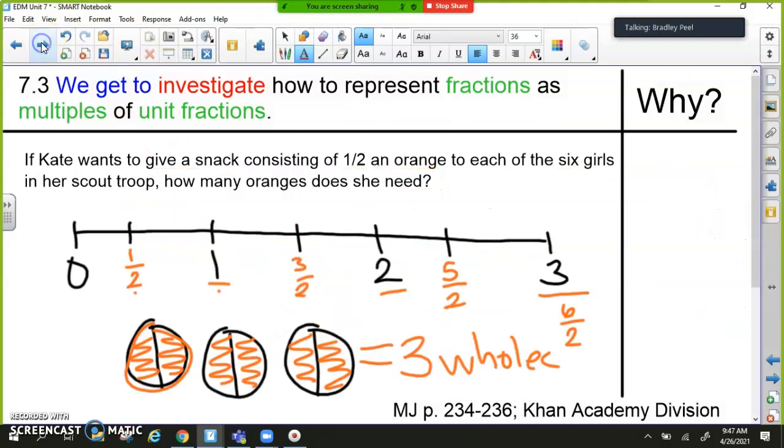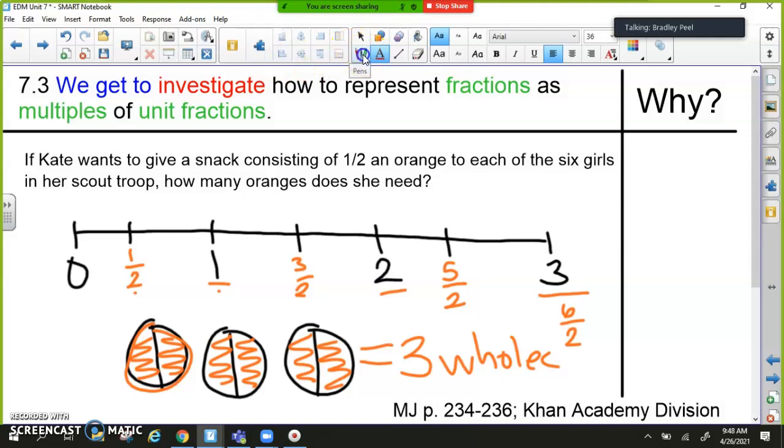Okay. To look at it again, perhaps you'd like to look at it on a number line. But to look at it, I would need your eyes this way. Okay. So Kate wants to give that snack consisting of one half of an orange each to 6 girls, right? We could look at this starting at one half, right? Let's see, I want to do something with the marker here. Okay. We would have to count 6 times, right?